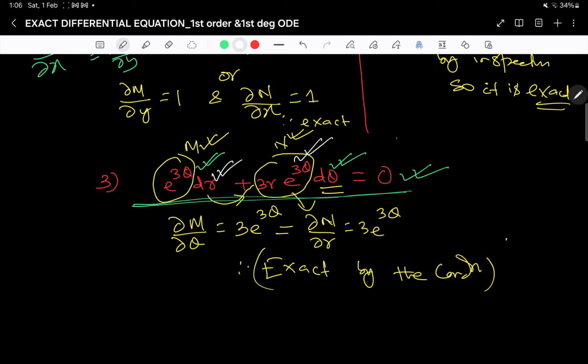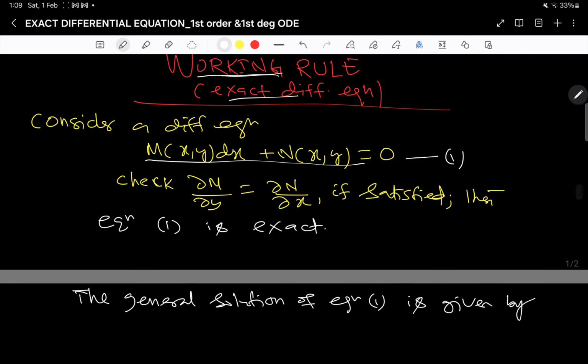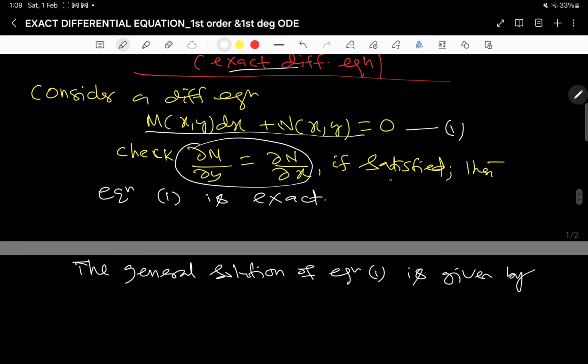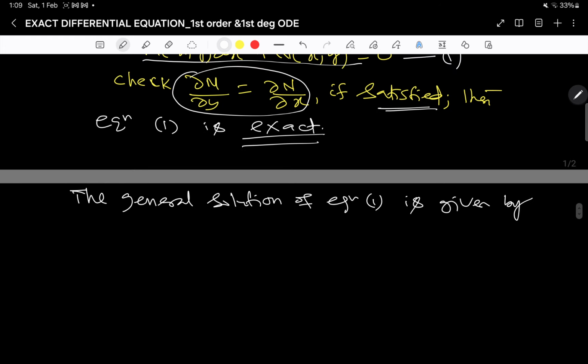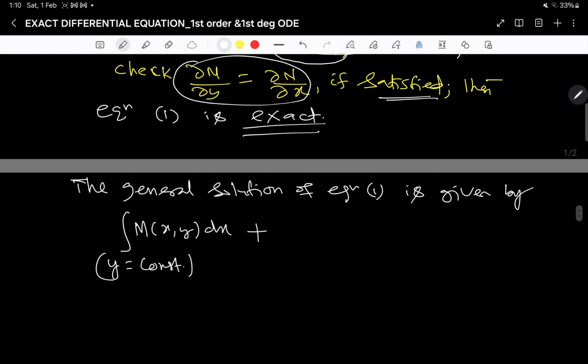Now let us see the general rule for the solution. Coming to the working rule of an exact differential equation: you are given a differential equation, let it be my equation 1. First you check this condition. If yes, then it is exact. Once it is exact, the general solution is like this: the integral of M(x,y) dx, treating y as constant, plus the integral of the terms in N independent of x, with respect to y, dy.